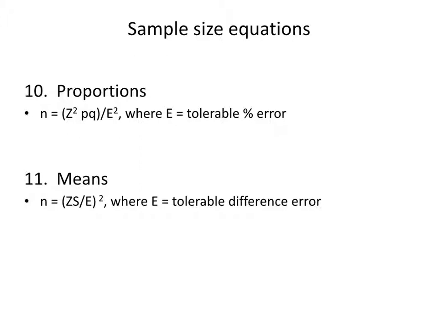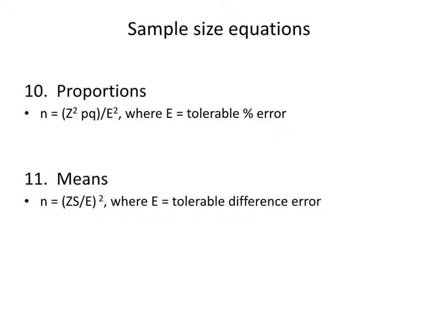Similarly, the sample size equation for estimates of the mean is n equals zs divided by E, that entire quantity squared, where E is the tolerable difference error in whatever measure the scale uses. So it could be dollars, it could be years, it could be points on a 7-point scale or a 10-point scale. So again, you see z, which is an indication of how far away from the mean we're willing to range for how certain we want, or how precise we want to be.